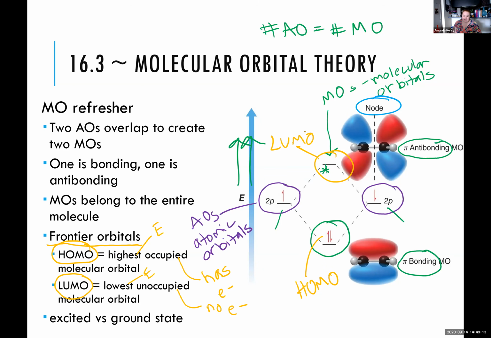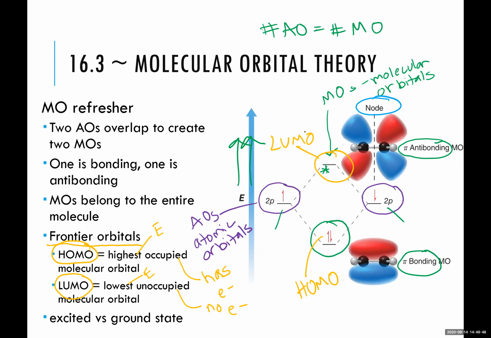And then the last bullet point on here says excited versus ground state. This goes along with other times we've talked about excited and ground state. Ground state is the lowest possible energy level of all of the electrons. So essentially their location when they're at the lowest energy level. And then excited would be if they absorb some energy and they get bumped up to a higher energy level. So essentially the same idea that we've seen in other structures.